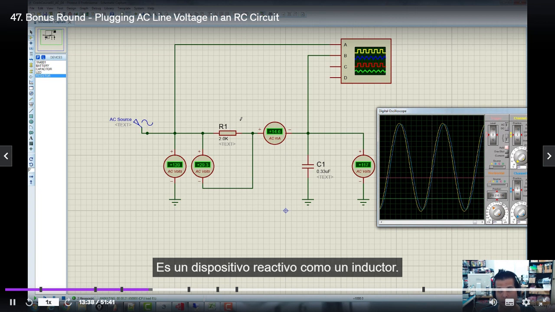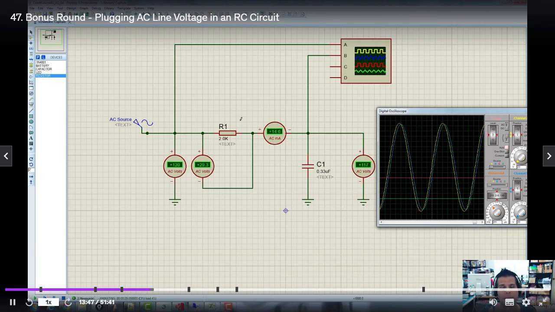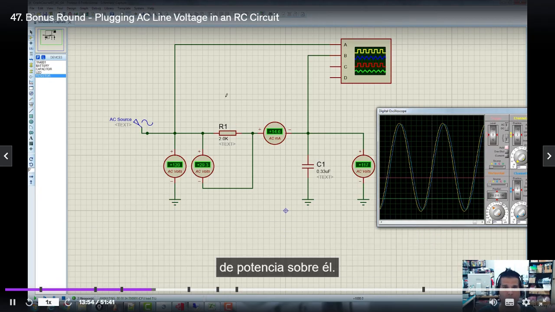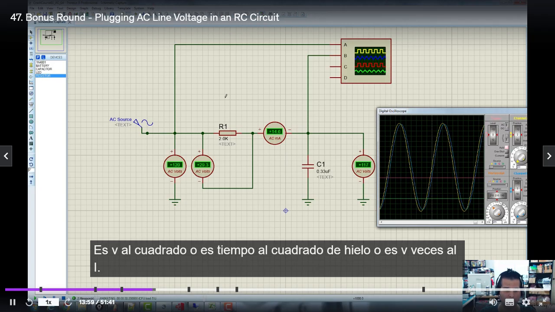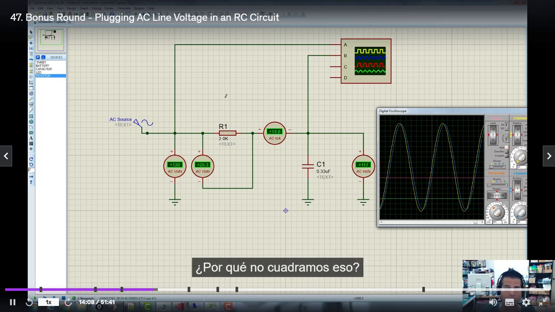It is a reactive device, just like an inductor. It cannot dissipate power. Now, a real capacitor, of course, does because it has some resistance, because it's not ideal. But for now, we're saying that there's no power lost over the capacitor. But the resistor does have power lost over it. And what is that power loss? It's either V squared over R, I squared times R, or V times I, whichever one of those you have. So we've got the current, 14.6, so why don't we square that, multiply it times the resistance, okay?